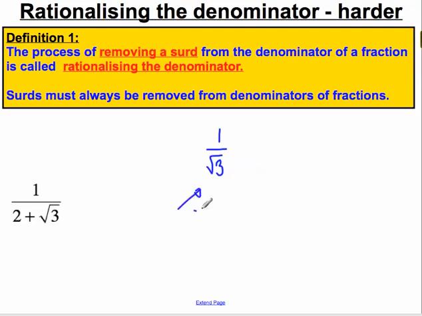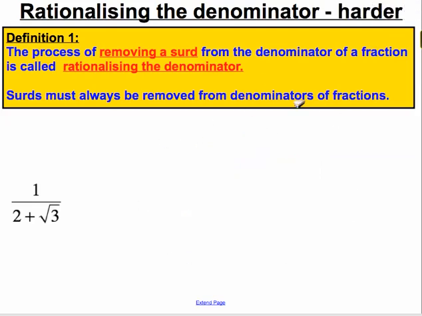The root 3 on the bottom makes a mathematician unhappy, so he or she thinks, what can I multiply the top and bottom by to remove the root 3? Well, if I multiply the top by root 3 and the bottom by root 3, I would get 1 times root 3 is root 3, and then root 3 times root 3 is root 9, or 3. I've created an equivalent fraction to 1 over root 3, where the square root, or the surd, is no longer on the denominator, but it's on the numerator.